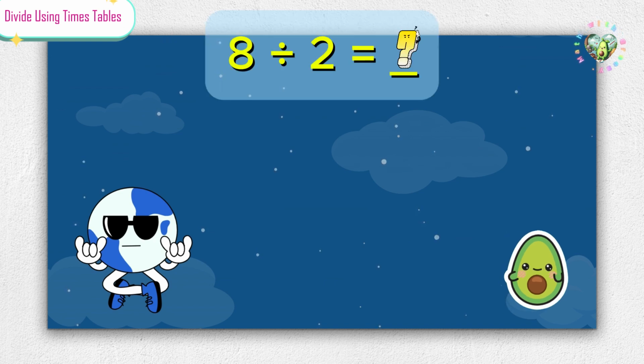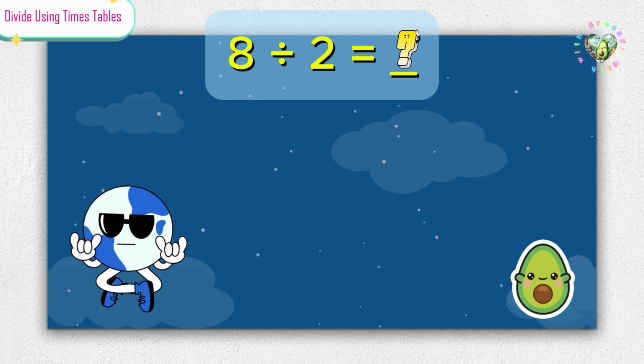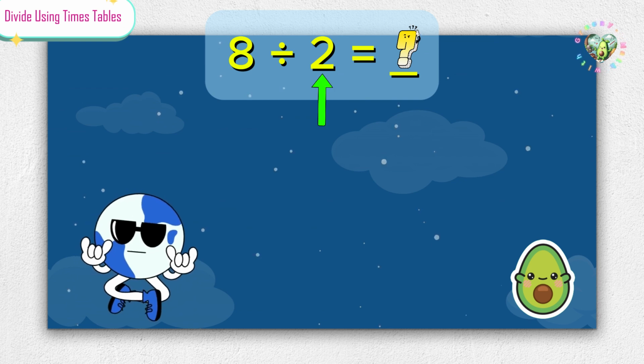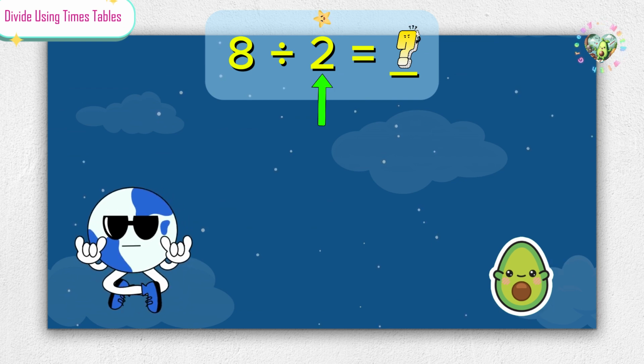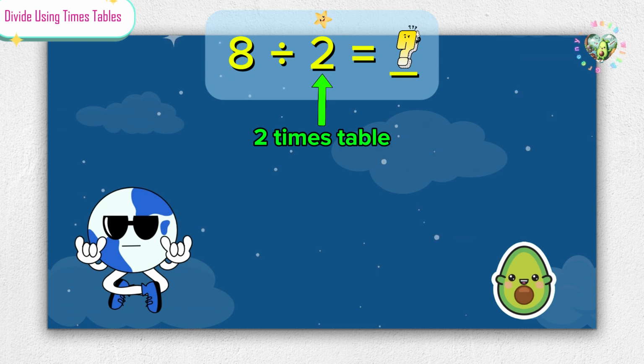Okay. So 8 divided by 2. What do I do first? First, we look at the second number, which is 2. That means we'll use the 2 times table. Oh, so the second number tells us which times table to use. Cool. What do we do next?